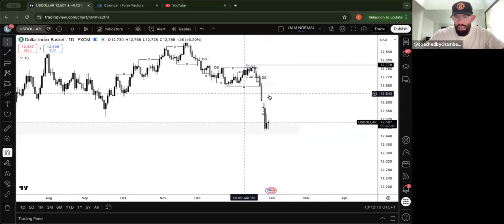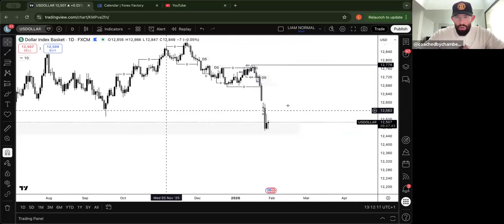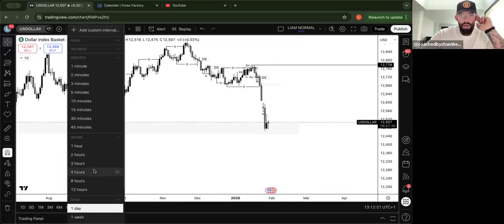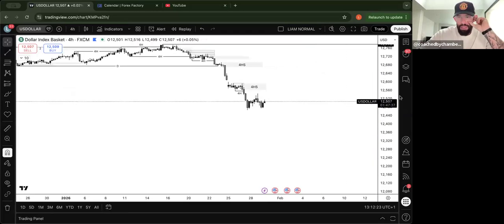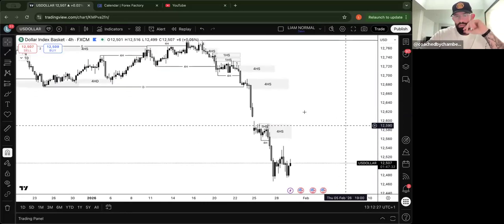We have a demand area up here. We have a gap here as well. So can we see some sort of movement up from the long term? That is one scenario. But if we drop down to the 4 hour, what is the 4 hour telling us? Well, the 4 hour is telling us something a little bit different.